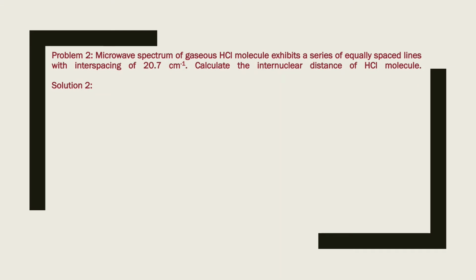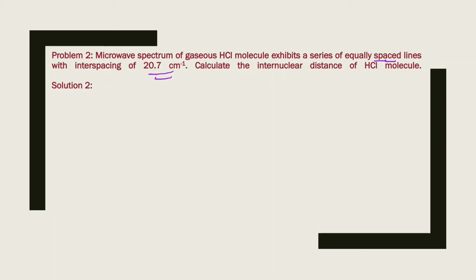Hello everyone. So today let's work with another problem of microwave spectroscopy. That is problem number 2. It says that the microwave spectrum of gaseous HCl molecule exhibits a series of equally spaced lines with interspacing of 20.7 centimeter inverse. So again here also the interspacing is given. That means the distance between the two lines of the spectrum is given to you as 20.7 centimeter inverse. Calculate the internuclear distance of HCl molecule.